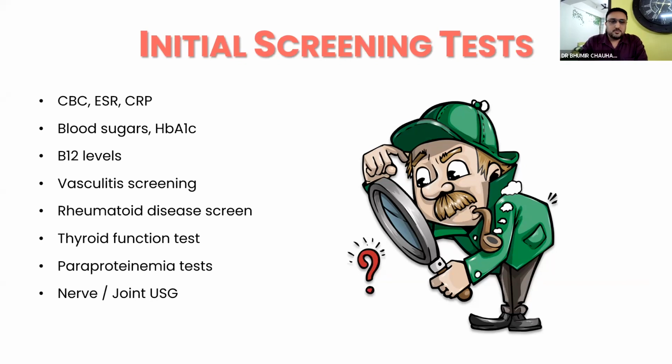Therefore CBC, ESR, CRP, diabetic investigations, vitamin B12 levels, vasculitis screening, rheumatoid disorders, thyroid disorders, paraproteinemias, and if required, especially in compressive or entrapment neuropathies, nerve or joint ultrasonography. These are the initial tests usually done in all patients to start with. And I would say almost 70–80% of diagnoses will happen within these tests, provided they are done appropriately, taking the data from your clinical and nerve conduction examinations.